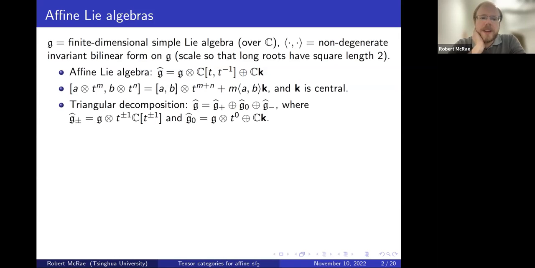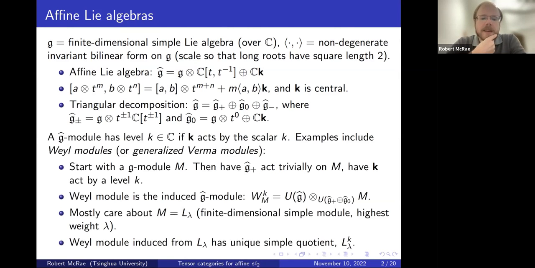So let me start by introducing some of the notation. We're talking about affine Lie algebras. We start with a finite dimensional simple Lie algebra with a non-degenerate invariant bilinear form, which we scale appropriately. And then we have the affine Lie algebra, which has the loop algebra bracket formulas and the central extension term, and a triangular decomposition.